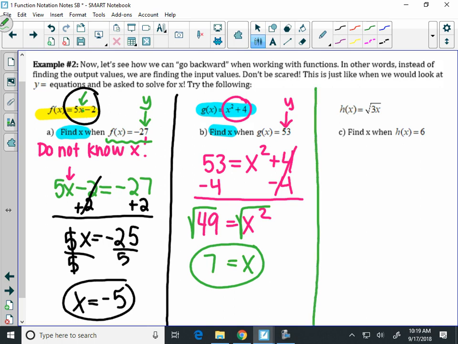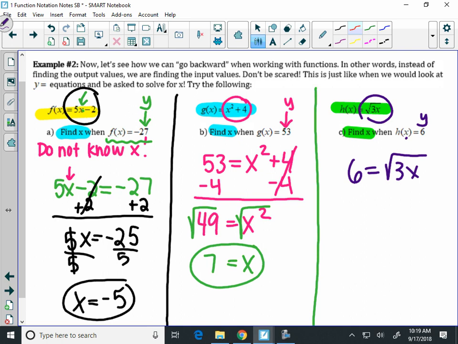All right, last problem here: h of x equals the square root of 3x. We are going to find x when h of x is 6. So one more time, that 6 is not in the parentheses. It is a y value. So you're going to take that 6 and set it equal to the function that you're starting with, the square root of 3x.